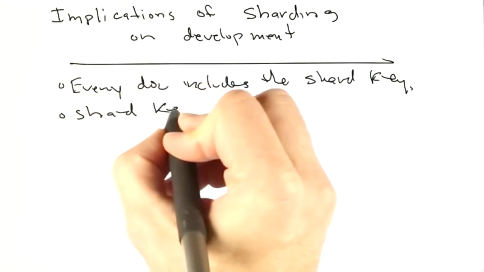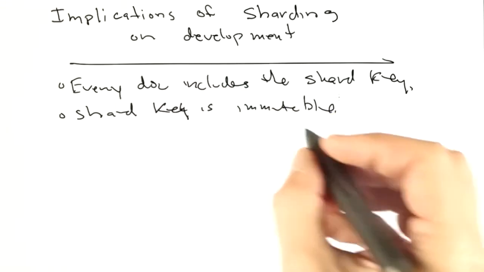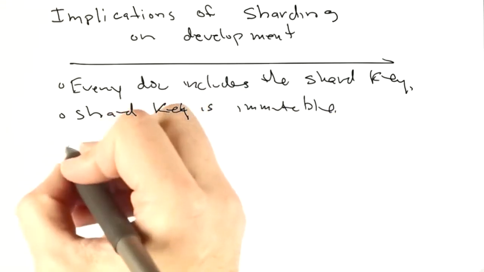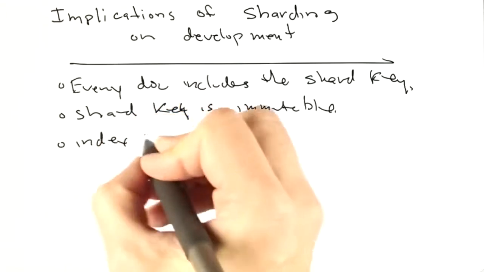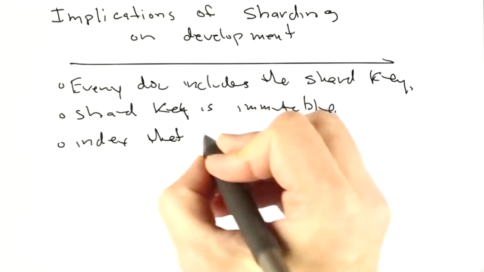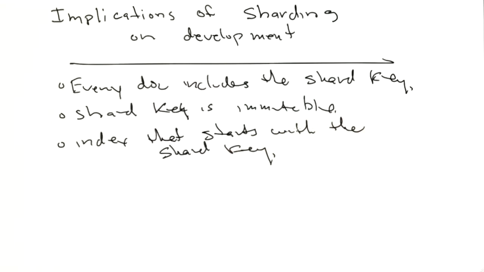All right, the second is that the shard key is immutable. Okay, so once you've set the shard key inside a document, you can't change it. So you have to be thoughtful about where you set it up. The next is that you need an index that starts with the shard key.